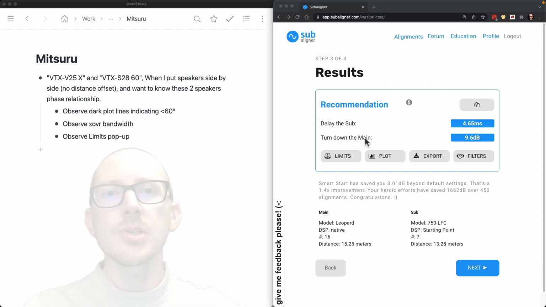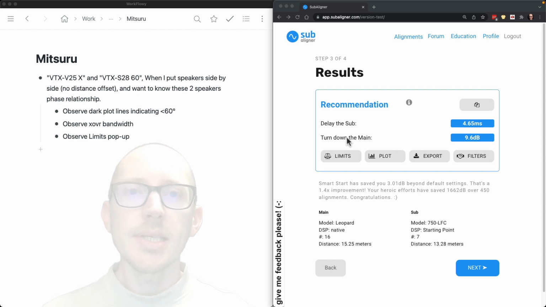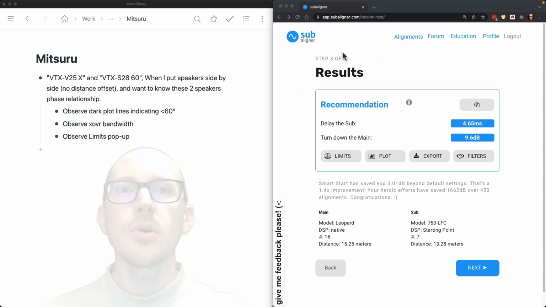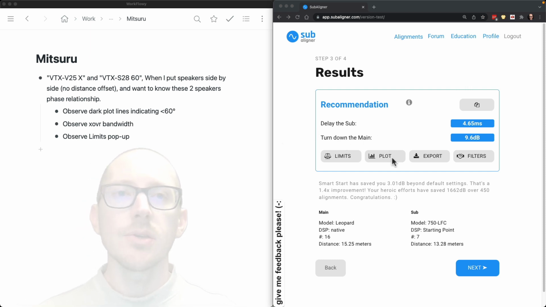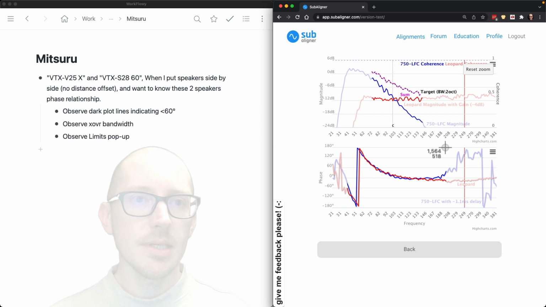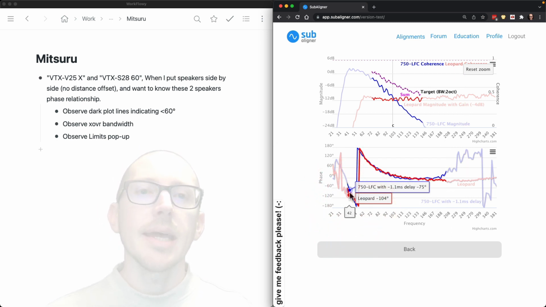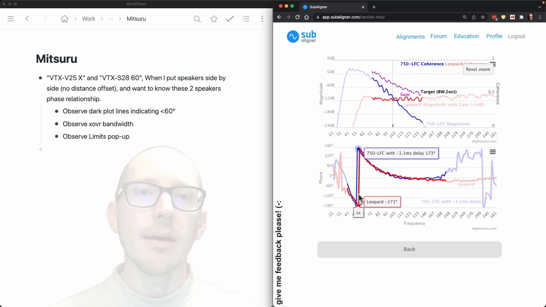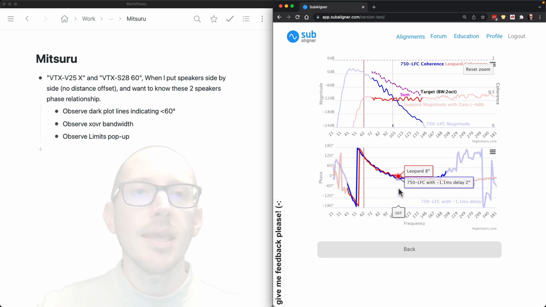So Mitsuru, I want to show you two or three ways here that you could answer that question. If you run an alignment, probably the fastest way is just to open up the plot here. I want you to notice the dark lines in the phase graph here. Anywhere where you see dark lines, basically from here to here, that is where we have a phase relationship within 60 degrees.